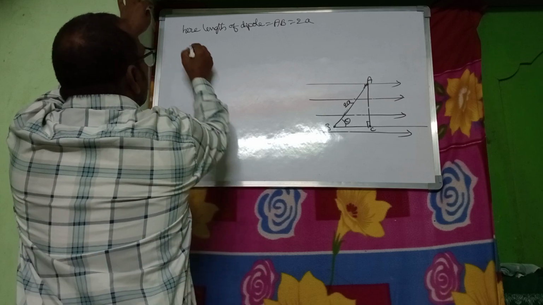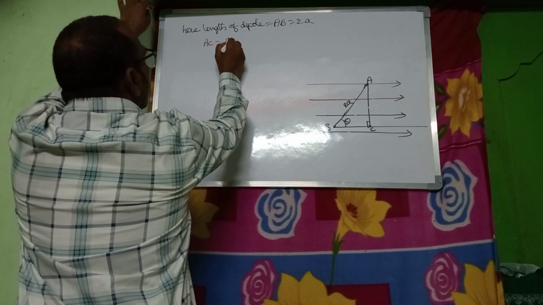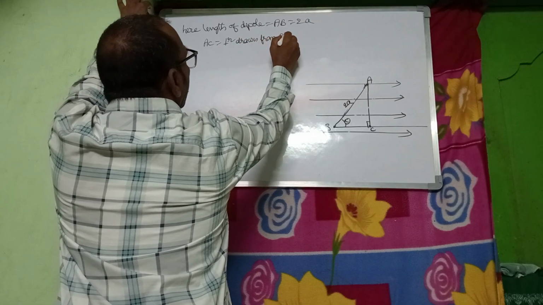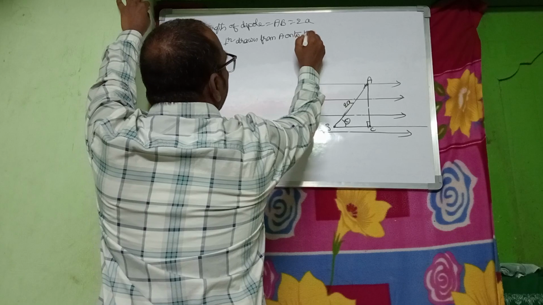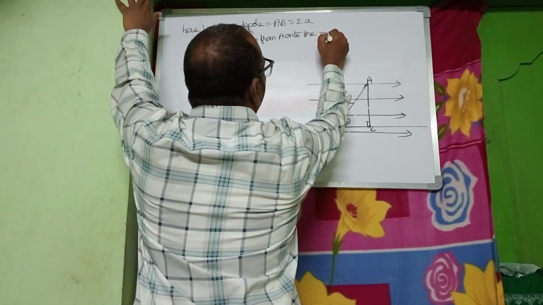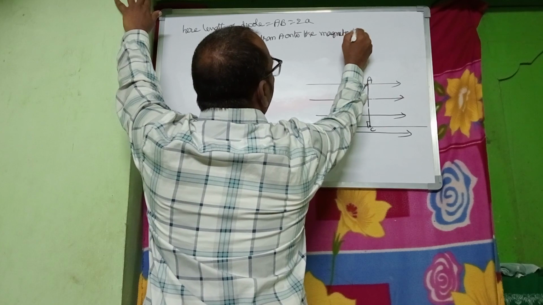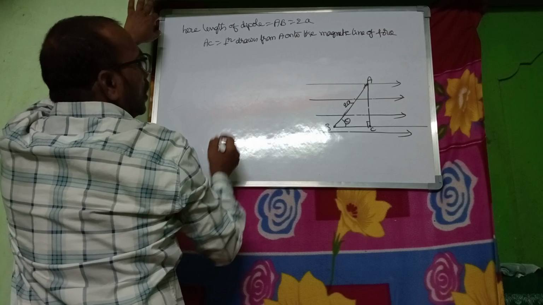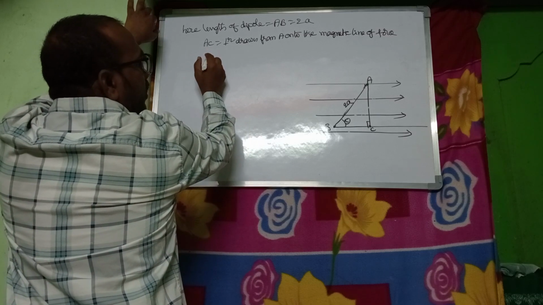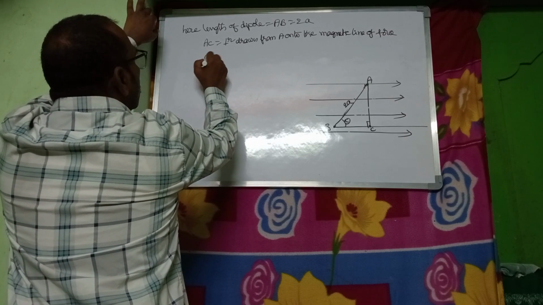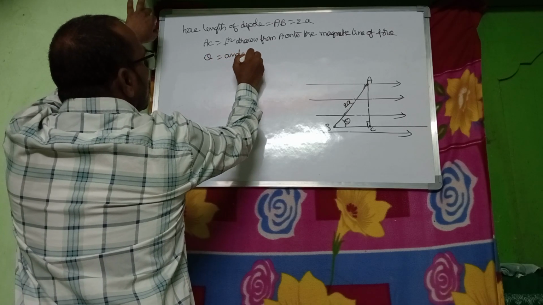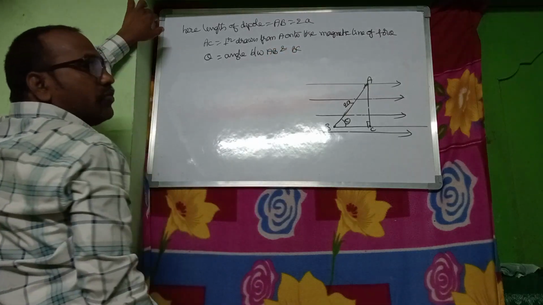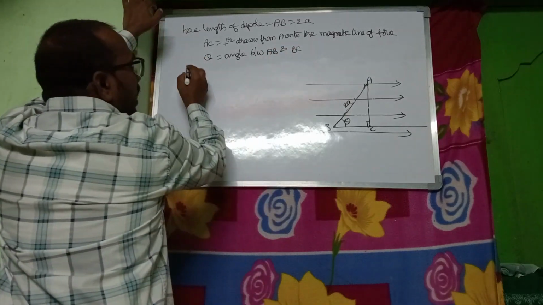Now AC is perpendicular. AC equal to the perpendicular drawn from A onto the magnetic line of force. Here theta is the angle between AB and BC, or the magnetic line of force. Now ABC forms a triangle.